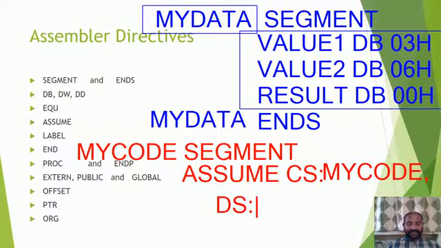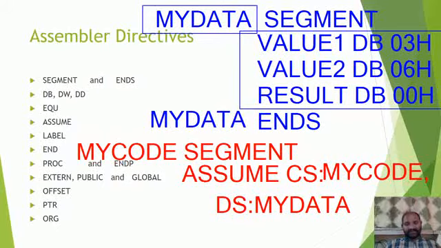With the help of DS colon my data, I'm asking the assembler to treat the my data label as a data segment. So what is the intention of the assume? The assume directive is used by the developer to inform the assembler which logical segment should be treated as a code segment, which as a data segment, and which as an extra segment.